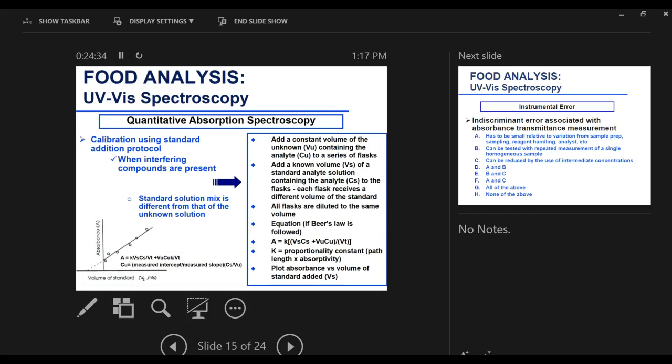Okay, so the sample compartment in AA. What is the sample compartment in AA? Yeah, he said it. What's the flame? Yes, the flame itself. That's where the sample is.